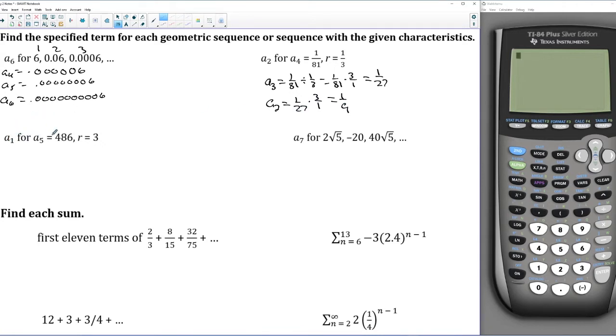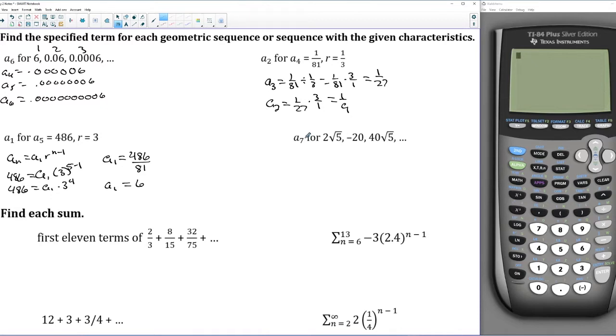A sub 1 for A sub 5 is 486 and r is 3. A sub n is A sub 1 times r to the n minus 1. Now we have A sub 5. That's 486 is equal to A sub 1 times 3 to the 5 minus 1. So 486 is equal to A sub 1 times 3 to the 4th. A sub 1 is equal to 486 divided by 3 to the 4th, which is 81, and that is 6. So A sub 1 is 6.